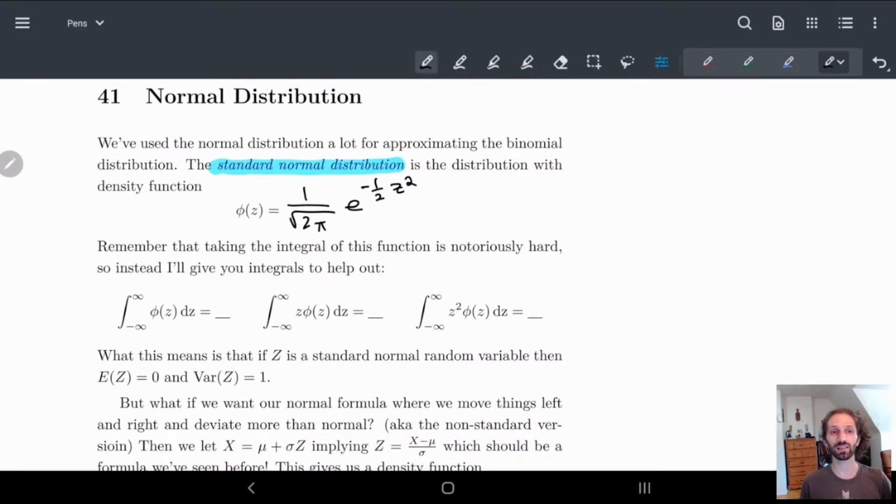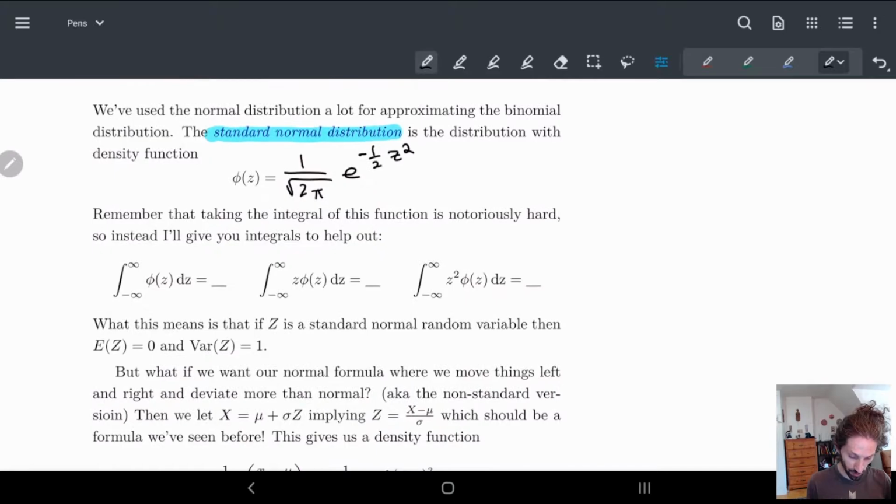Now remember, taking the integral for this function is actually notoriously hard. I don't expect you to do this. So normally when we're talking about the normal distribution, we'll still keep using the approximations, like the big phi that we had. But for us, I'll give you a couple of the solutions to a couple of the formulas that we should know.